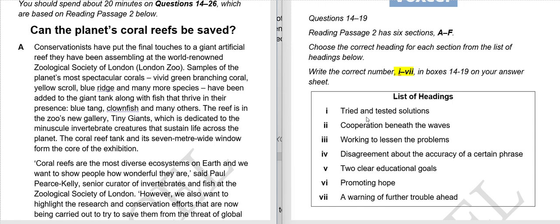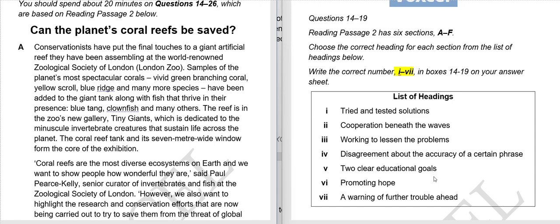We will say these solutions were or are, whatever the grammar is, tried and tested. Cooperation beneath the waves, so underwater there may be some sort of teamwork going on. We will have to find two animals or two things which are teaming up for mutual benefit, obviously working to lessen the problem. Lessen just means reduce.